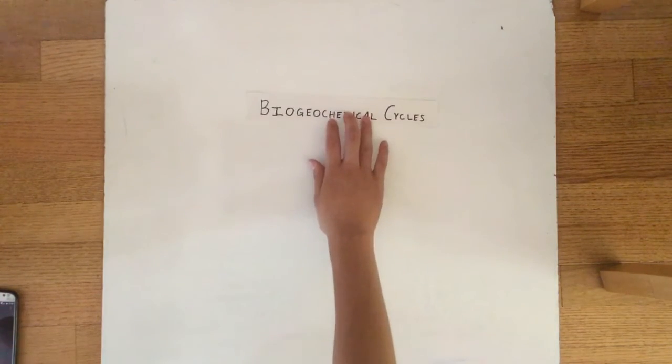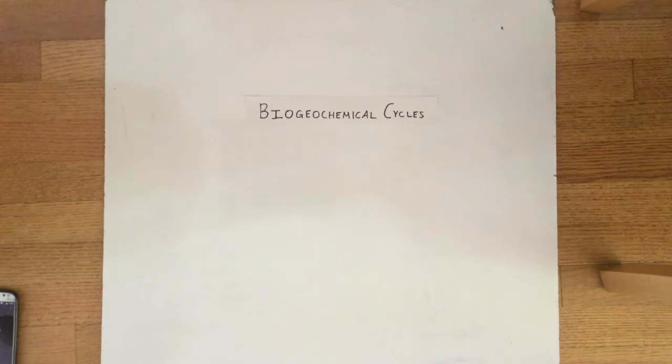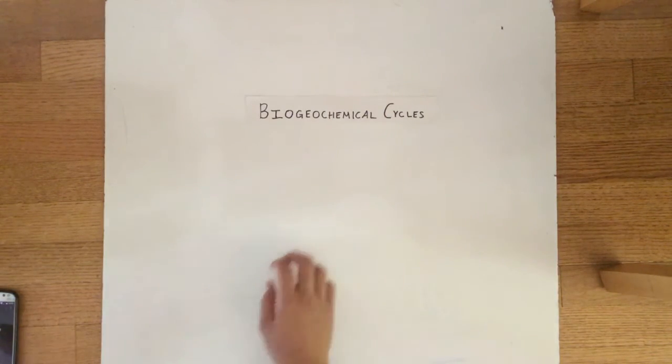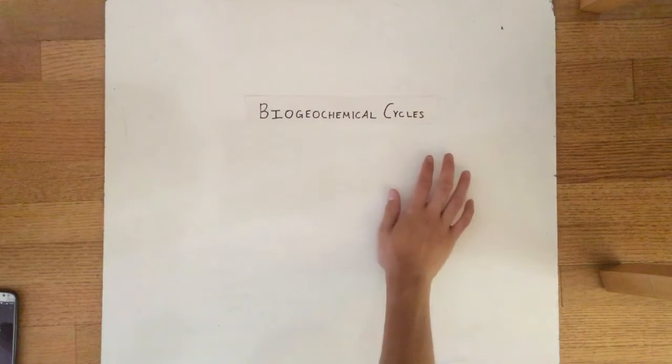Today we're going to be talking about biogeochemical cycles. We're going to go over 3 of the most important cycles: carbon, nitrogen, and phosphorus. We'll be skipping the water cycle for now so that we can focus on the ones that we might be less familiar with. To begin, let's dissect the term biogeochemical cycle.